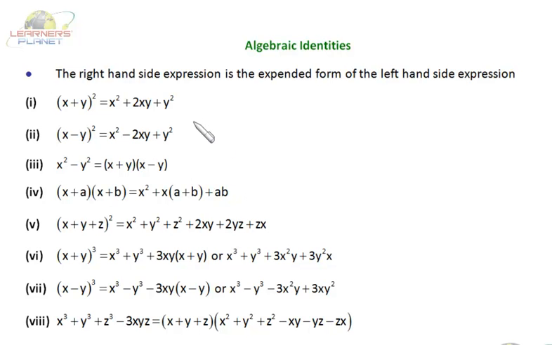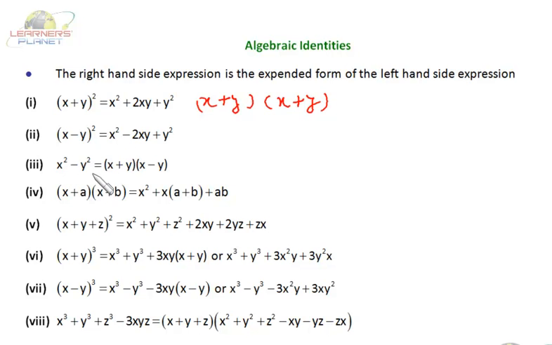Now what is (x plus y) whole square? It's x square plus 2xy plus y square. (x plus y) whole square is the expansion of (x plus y) into (x plus y). Similarly, (x minus y) whole square is x square minus 2xy plus y square. If it is plus over here, it will be plus over here. If it is minus over here, it is minus over here. So you can memorize them like this.